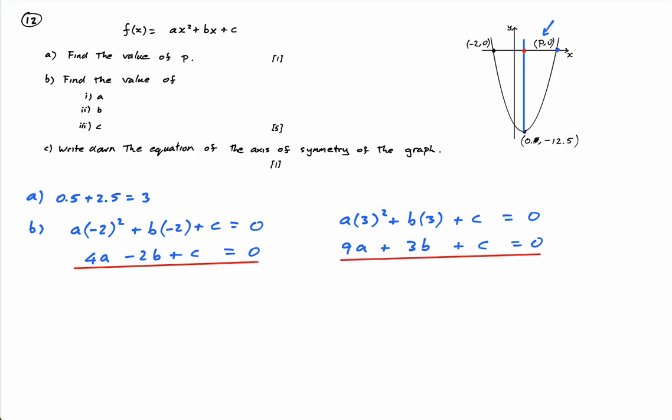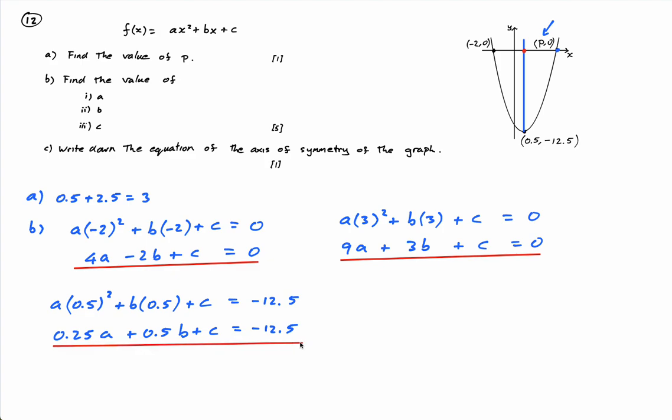Finally, a times x is now 0.5, so just be careful, it's 0.5 squared plus b times 0.5 plus c. This time it's not equal to 0, it's equal to -12.5. 0.5 squared is 0.25, so guys, do that in your calculator if you need to. 0.25a plus 0.5b plus c equals -12.5. That is my third equation.